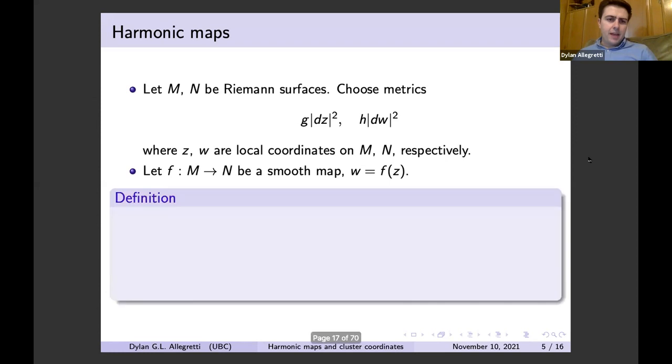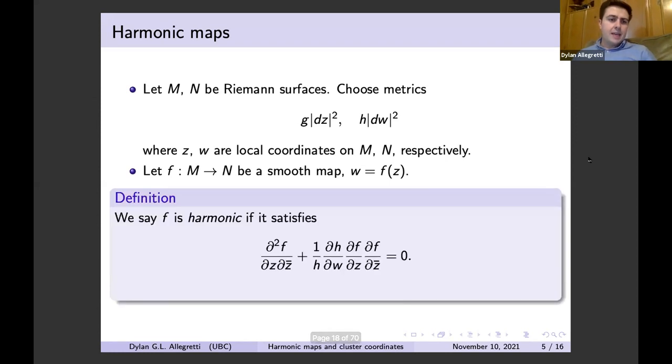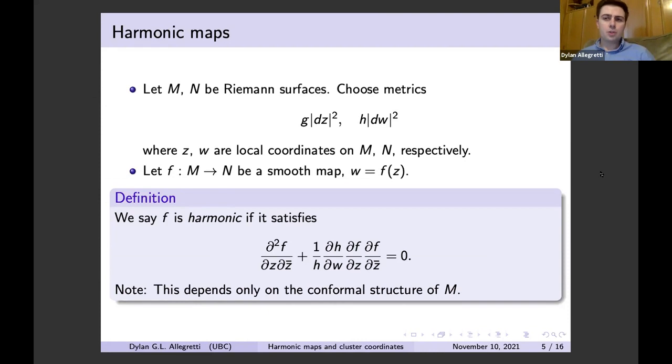So that's the setup. And then we have the definition here, which says that f is harmonic if it satisfies this partial differential equation. And the equation looks a bit complicated, but I don't actually need to use it in the talk. The only thing that I would like you to notice about it is that it explicitly involves the metric h. So this function h appears explicitly in the differential equation, but g does not. So it doesn't depend on the precise form of the metric on the domain manifold M. Rather, it depends on the conformal structure of M.